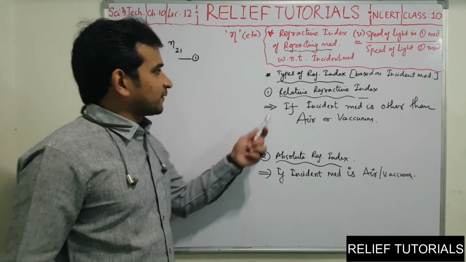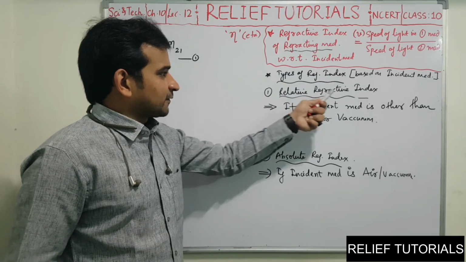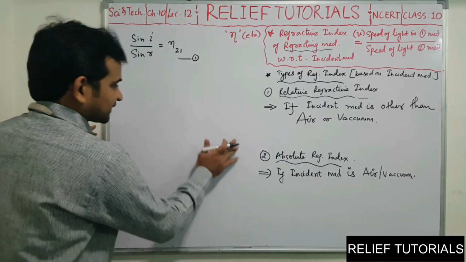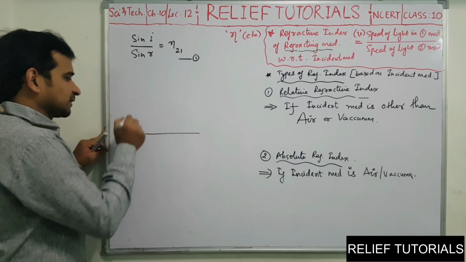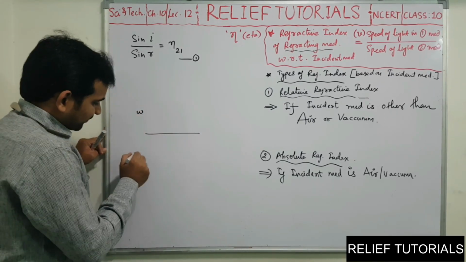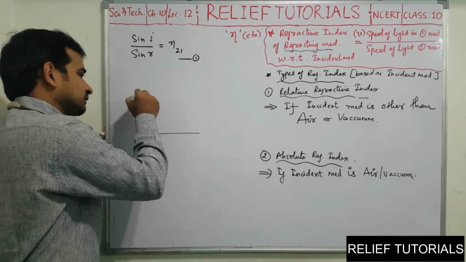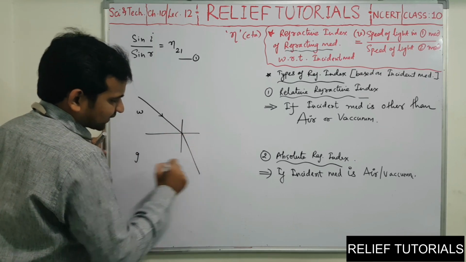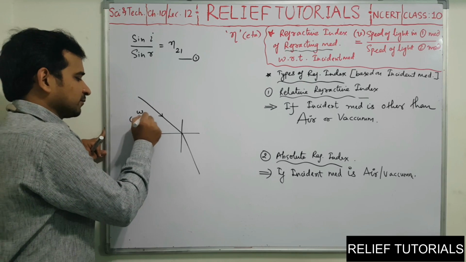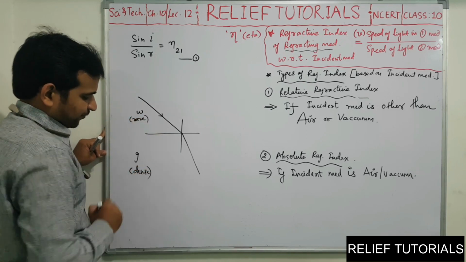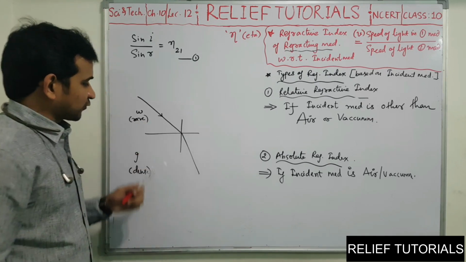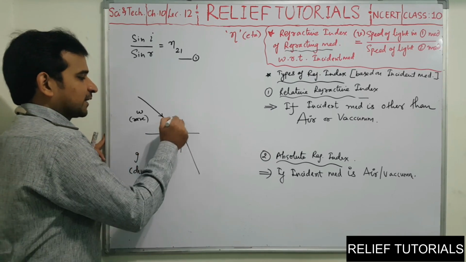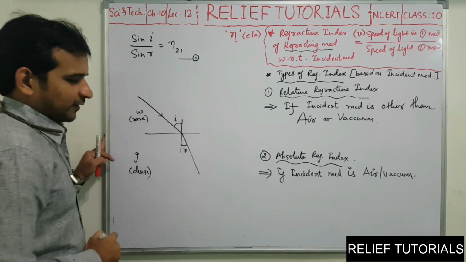Okay. Now, according to the definition, relative refractive index means the incident medium is other than air or vacuum. Let's have some more examples on that. Consider here is water, the first medium, and glass is the second medium. This is the incident ray going from water to glass, means from rare medium to dense medium. When the light ray goes from rare medium to dense medium, it moves towards the normal. This is the angle of incidence and here is the angle of refraction.